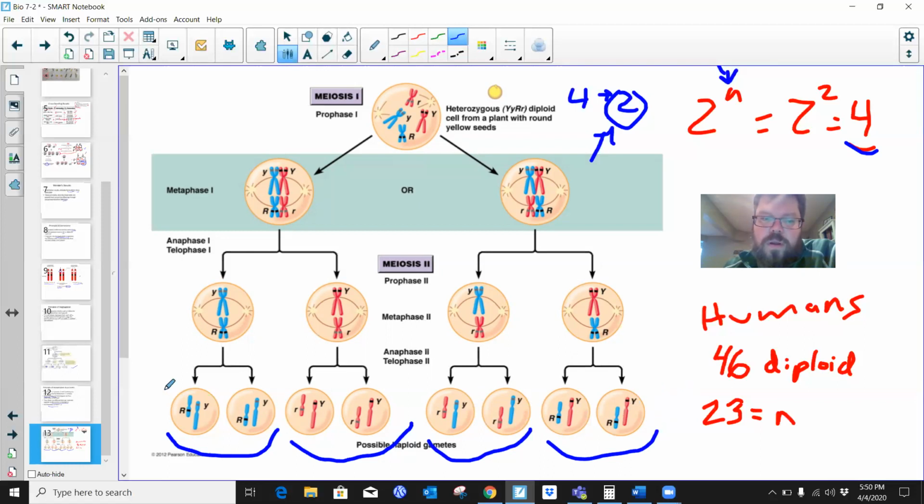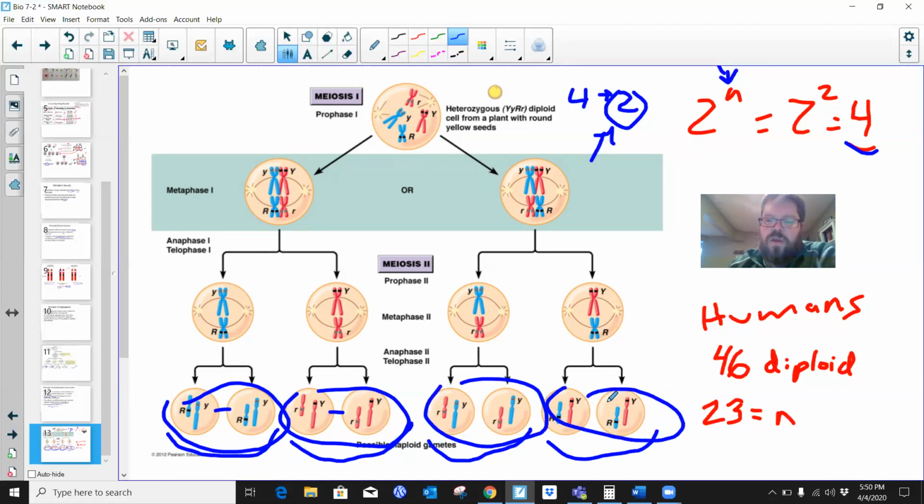So 4 possible combinations. Again, recognize these sets, they're identical, right? You learned about that in meiosis last week, that these 2 cells are identical to one another in terms of their distribution of the alleles. So 1, 2, 3, 4 possible combinations. Now here's kind of cool.